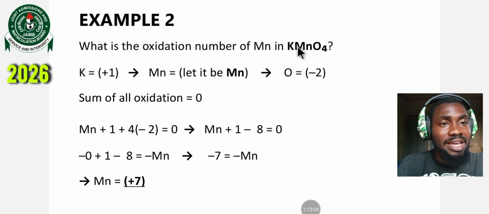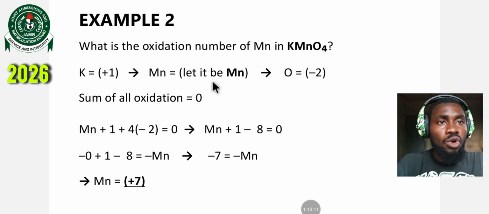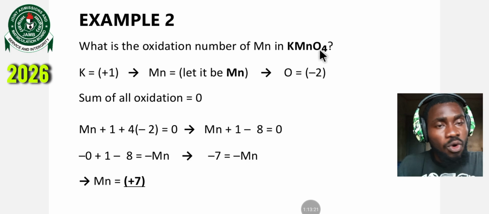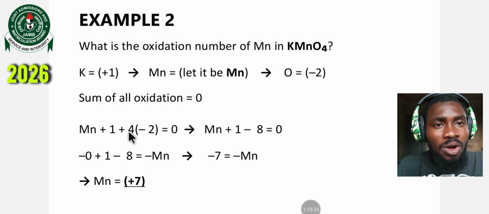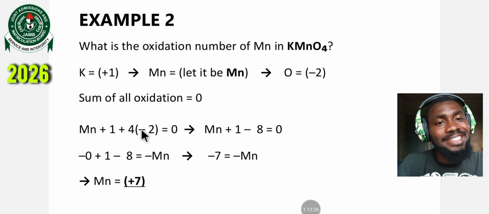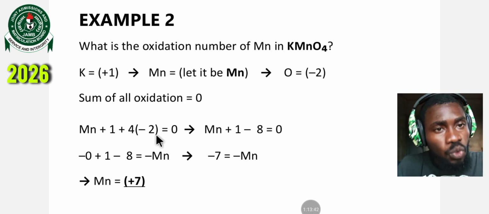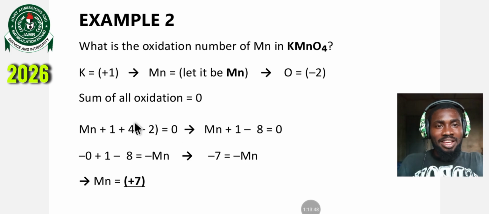Let's go. Since we are looking for manganese, Mn, we are going to start with manganese. Manganese, which is Mn, plus, we are continuing with potassium, which has +1, look at it here. +1, then +4. The next we have here is 4, which is the same thing as +4, because we want to multiply it by the charge of oxygen. So we open bracket -2, bracket close, equal to the sum of all oxidation numbers, which is 0, normal equation style.